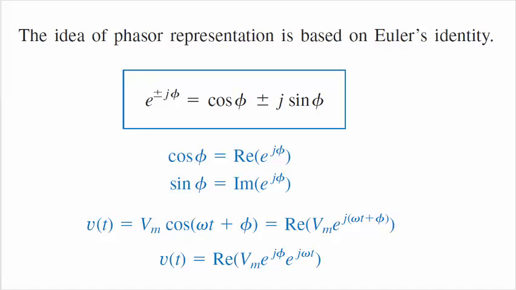So this idea of a phasor is actually rooted in Euler's identity. Euler's identity states that e to the j phi is cosine phi plus j sine phi, or e to the minus j phi is cosine phi minus j sine phi. From this, we get that the real part is cosine phi and the imaginary part is sine phi. A lot of times we will write that cosine phi equals the real part of e to the j phi, and sine phi is the imaginary part of e to the j phi.